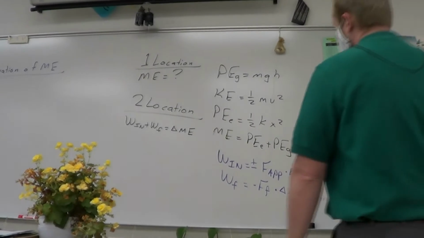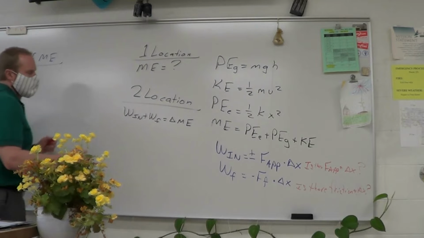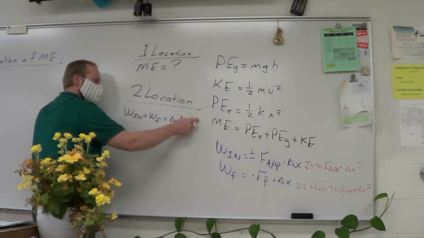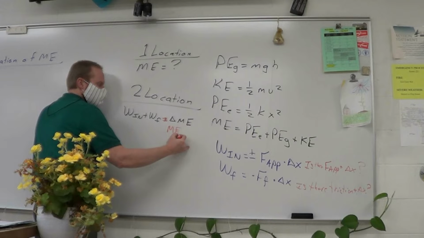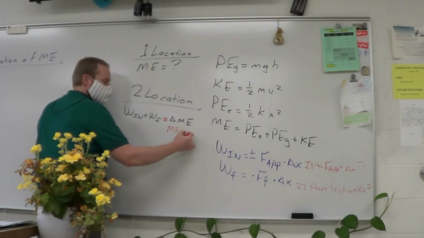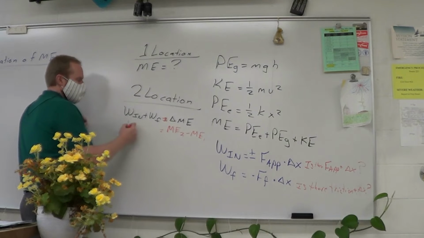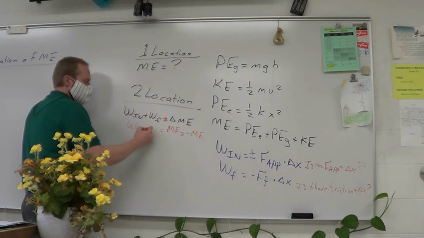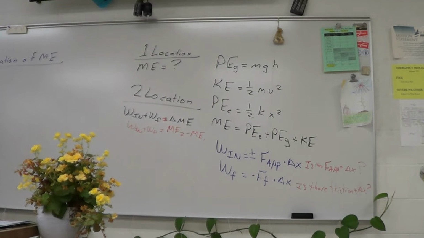Use this two-location equation, we should talk about what this means. When we talk about a change in mechanical energy, a change in mechanical energy is when we take our mechanical energy at location 2 and subtract it from our mechanical energy at location 1. Because delta means change. Change is final minus initial.